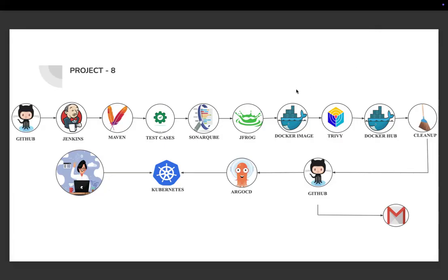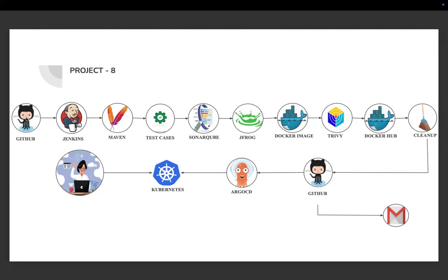Let me explain it stage by stage. Once the developer pushes his code to this GitHub repository, this Jenkins pipeline will be triggered by the webhook. We are going to configure the webhook with Jenkins. So what is a webhook? Whenever any change happens in this GitHub repository, the GitHub, what is GitHub?